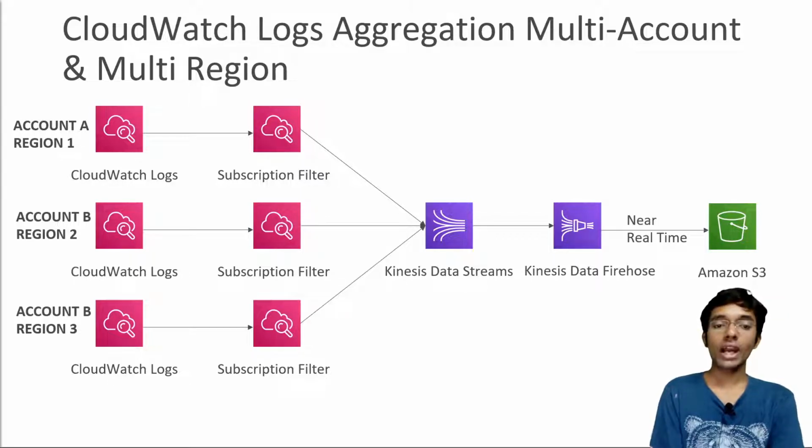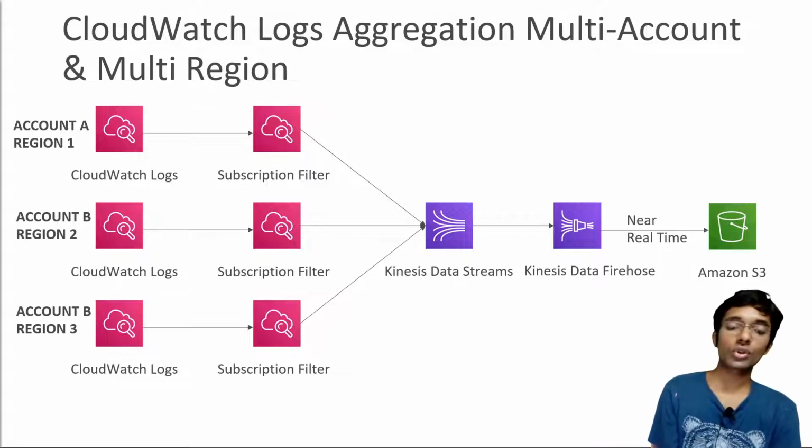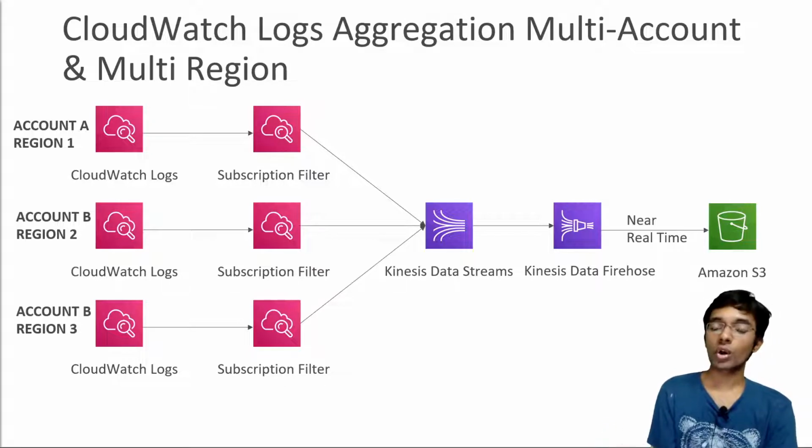So say you have an account A in region 1, you create your CloudWatch Logs and a subscription filter, and this sends it into a Kinesis data stream in a central logging account. Same for another account, so you have account B in region 2 that would have CloudWatch Logs and a subscription filter and send this into a Kinesis data stream in the central logging account. And for account B, I just showed it has another region. So it could be multi-account, multi-region, and from this it goes into Kinesis Data Streams.